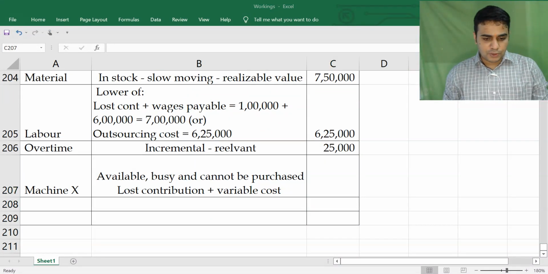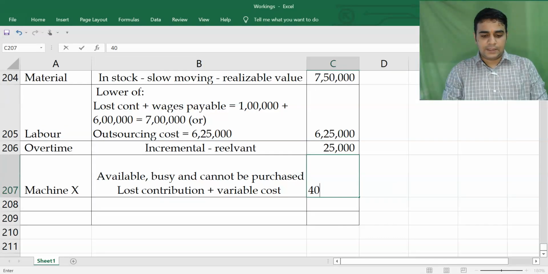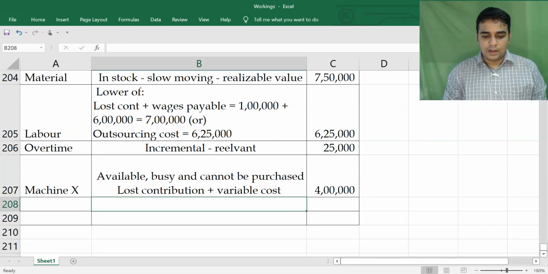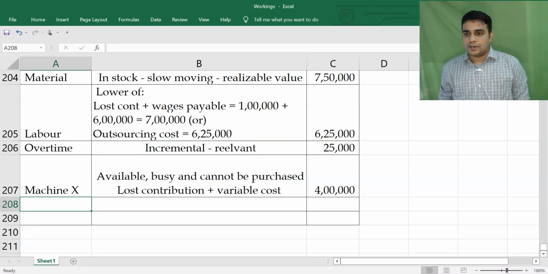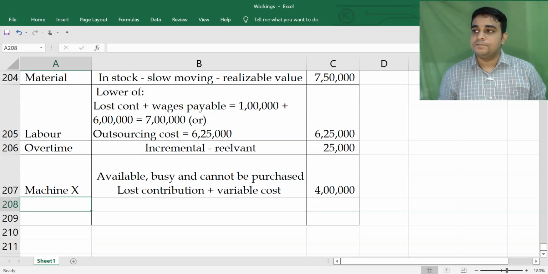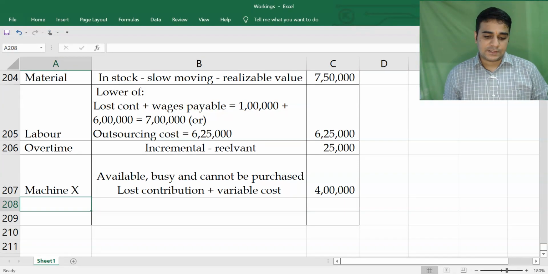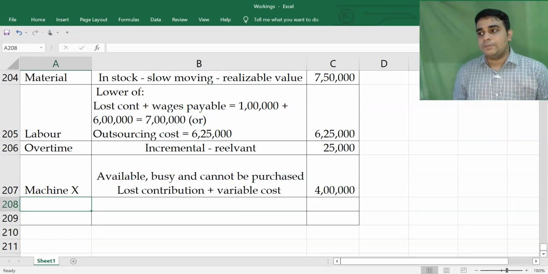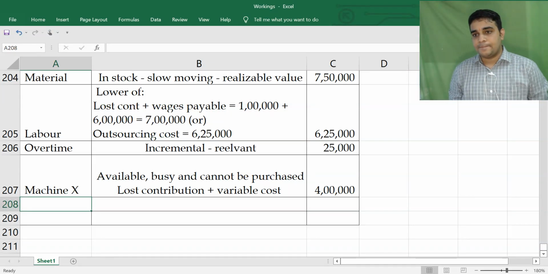It had a contribution of 1 lakh, variable cost of 3 lakh. Lost contribution plus variable cost, 4 lakh rupees. Clear? Lost contribution plus variable cost, 4 lakh is what machine X's relevant cost is.